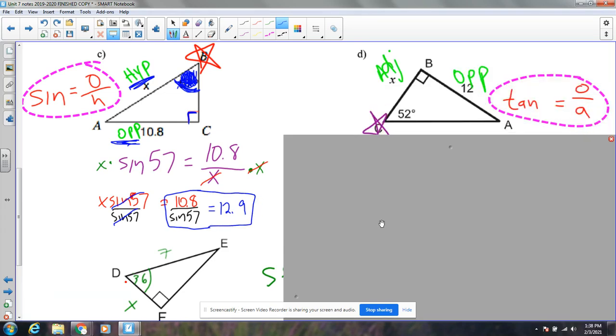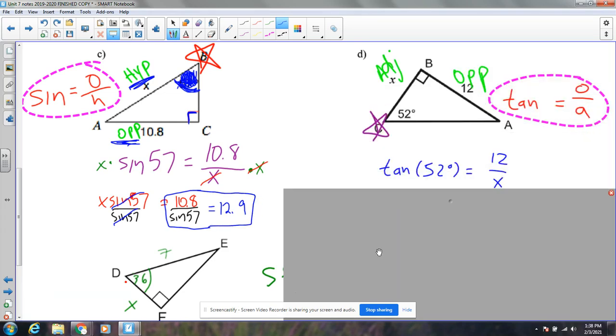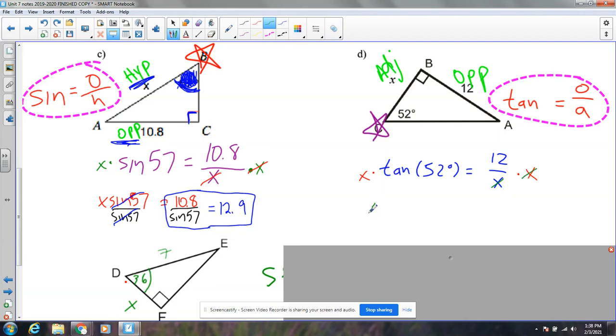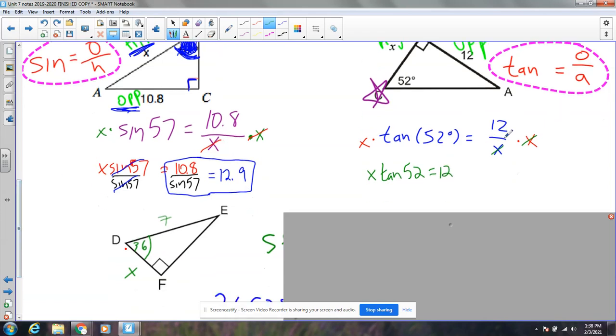And this next one was very similar. My reference angle is 52. The tangent ratio is opposite over adjacent, so I'm going to multiply both sides by x. Those x's divide each other out, and we're left with x times the tangent of 52 equals 12. So without going on autopilot, I can't just type in 12 tan 52. I have to think, do I need that last step? And in this case, again, we do.